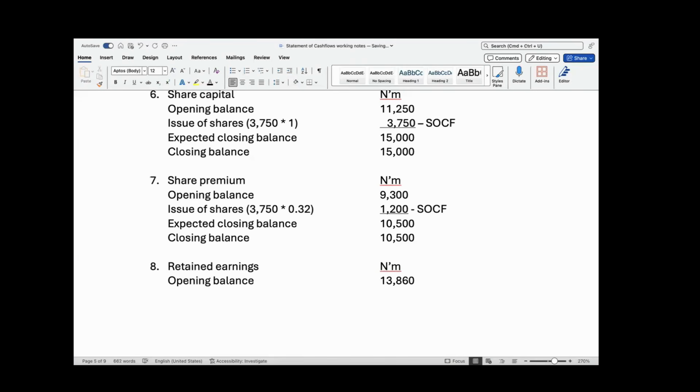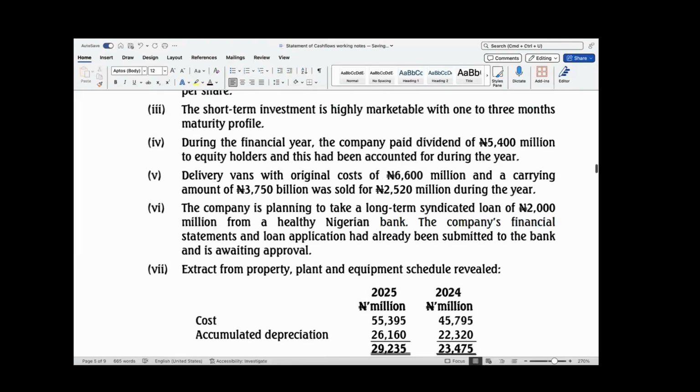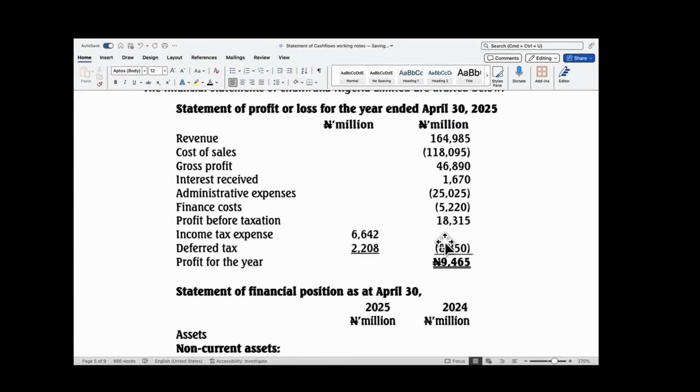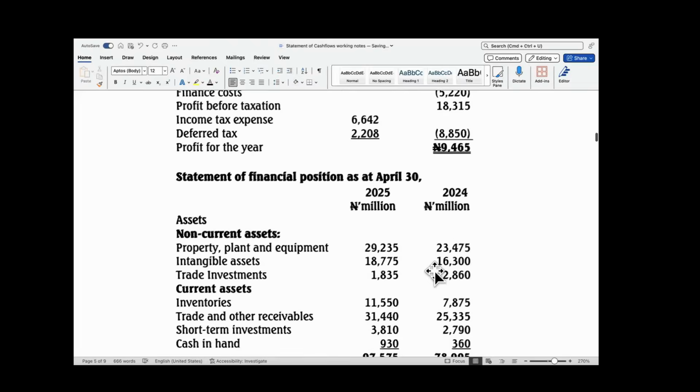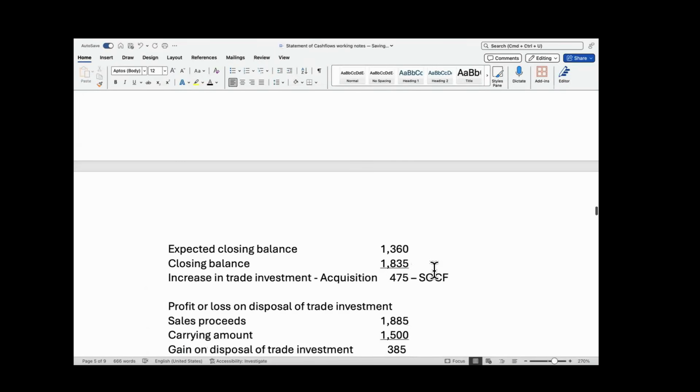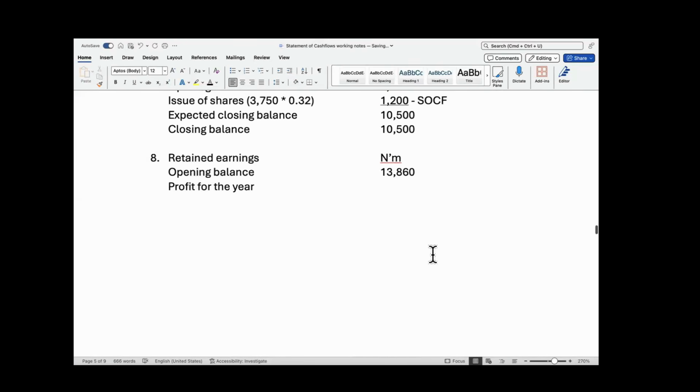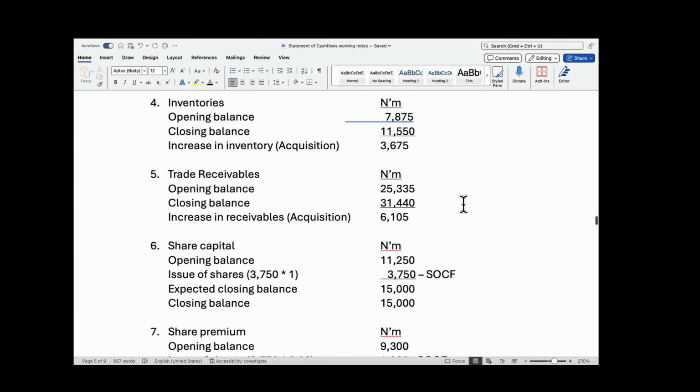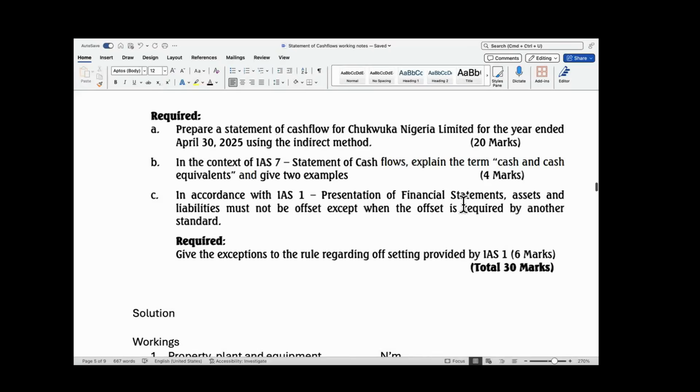13,860. What will cause movement here? I will have my profit for the year. And what's the profit for the year? 9,465. Profit for the year is 9,465. Then they told me something around dividend.